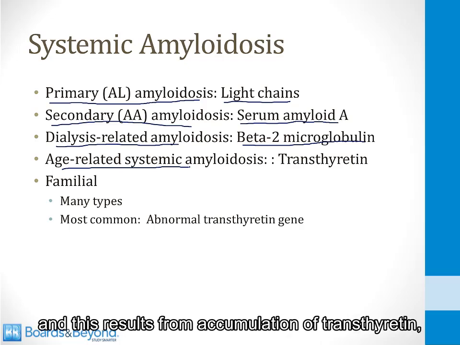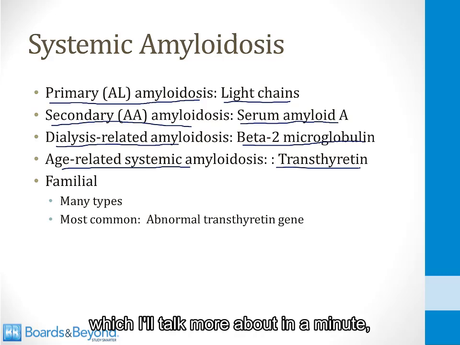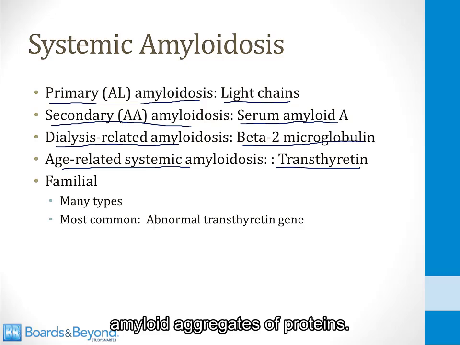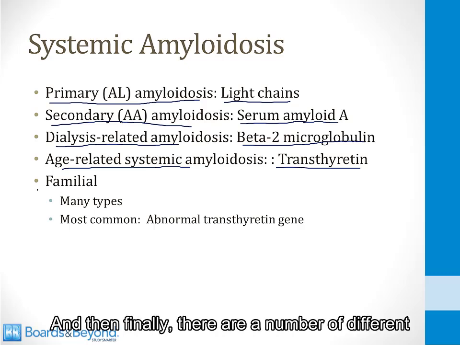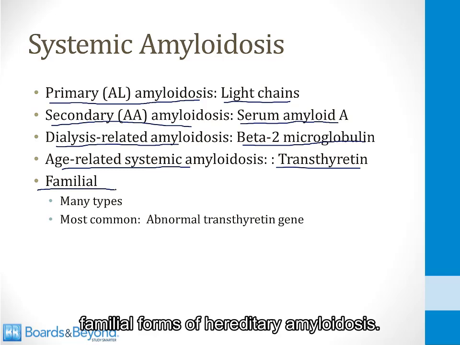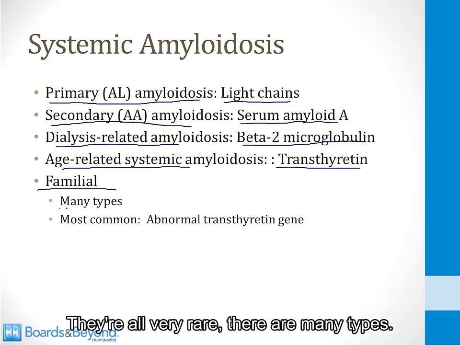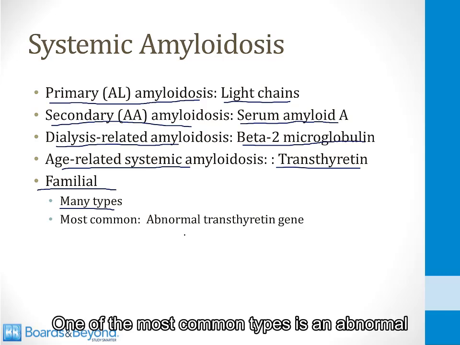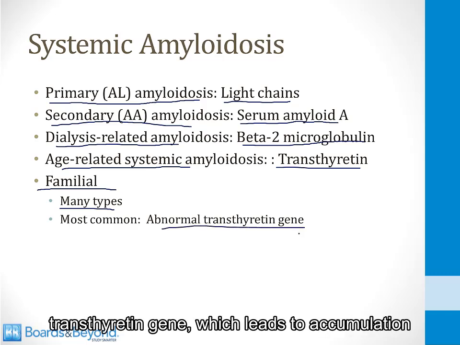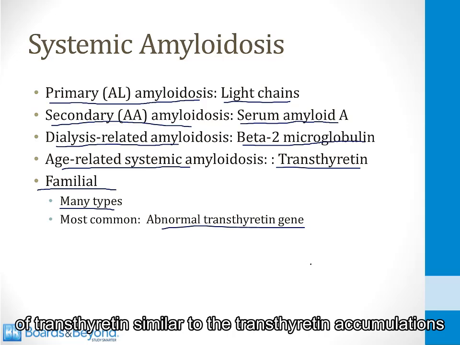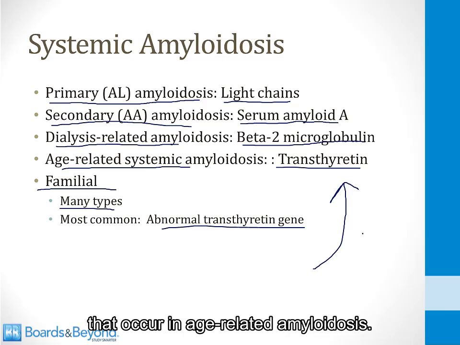And this results from accumulation of transthyretin, which I'll talk more about in a minute, but transthyretin can also form amyloid aggregates of proteins. And then finally, there are a number of different familial forms of hereditary amyloidosis. They're all very rare. There are many types. One of the most common types is an abnormal transthyretin gene, which leads to accumulation of transthyretin similar to the transthyretin accumulations that occur in age-related amyloidosis.